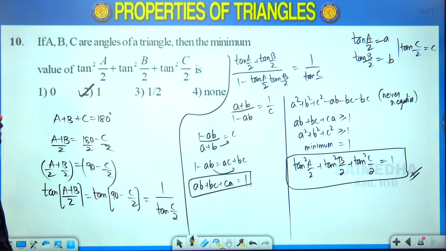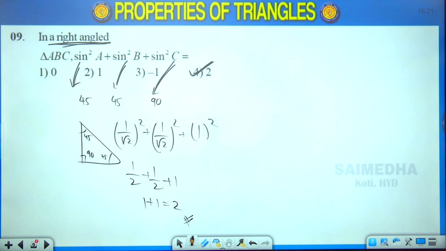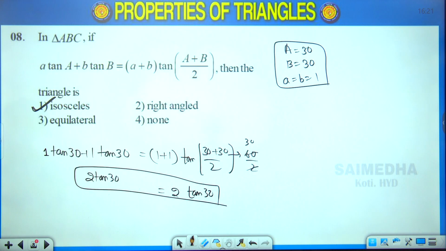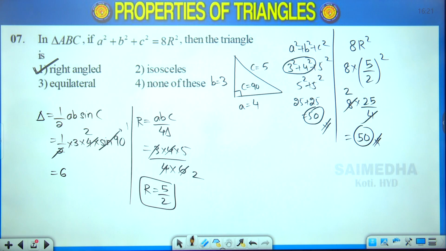Now we discussed half angles, tan A by 2. Pause the video and note this one down. Moving on to the previous questions: here we discussed the verification method by substitution of angles 45, 45, 90. Here also we did the verification method for an isosceles triangle. Here we did the verification for a right angle triangle.